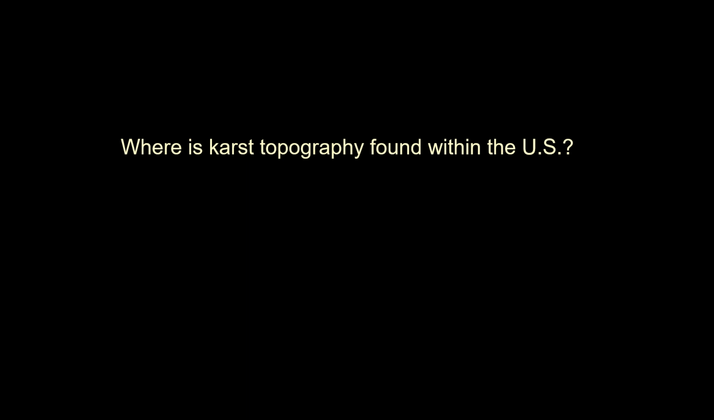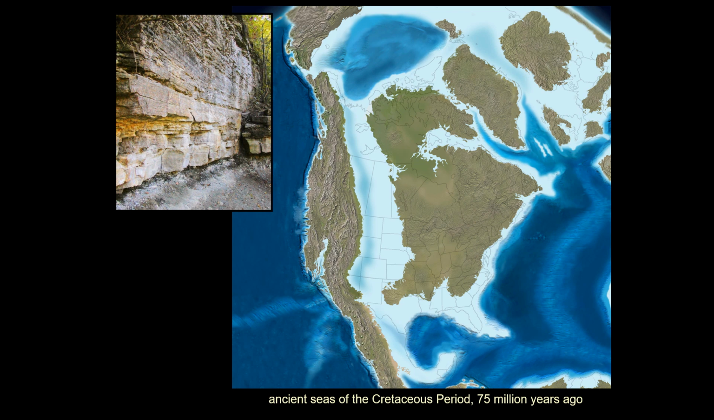So where can you find karst topography in the U.S.? Well, a little background on the area that's now North America 75 million years ago. During the Cretaceous period, there was a massive inland sea that covered much of North America. The bottom of that inland sea was covered with sediments carried by rivers, sediments that piled up over time and built up on the bottom of this ancient sea.